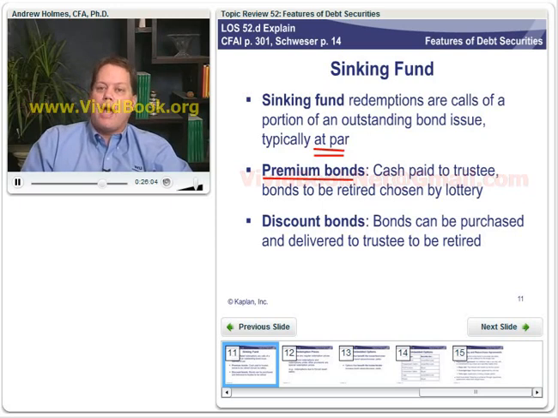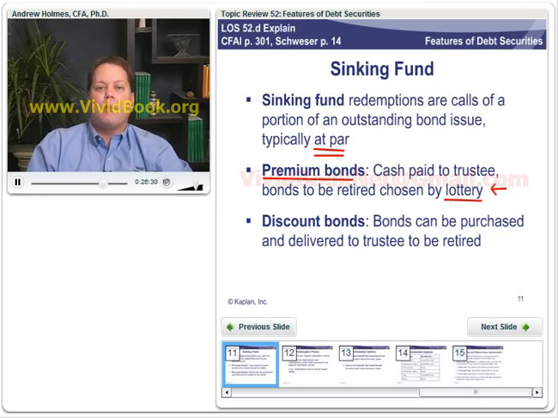Well, what's going to happen is we're going to have a lottery. They're going to give the cash to the trustee, who is going to hold a lottery, and if your number comes up, then you're going to have to take your $1,100 bond and give it back to the trustee for $1,000. This is probably the only type of lottery that I will ever win in my lifetime. Anyway, when you talk about winning the lottery, it doesn't necessarily mean it's a good thing if you are a bond investor. However, what if we have discount bonds?